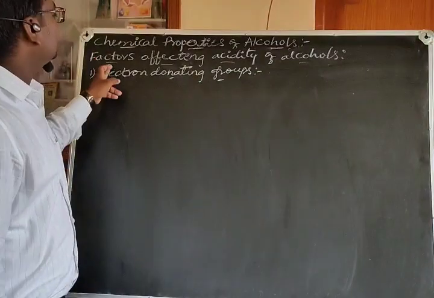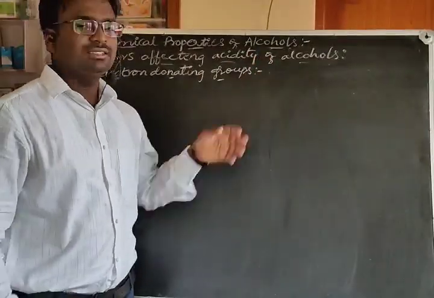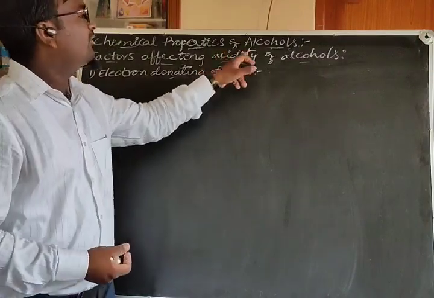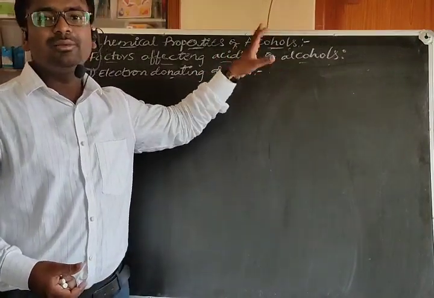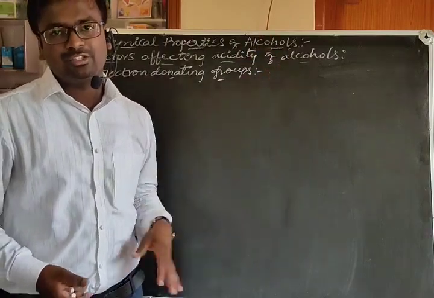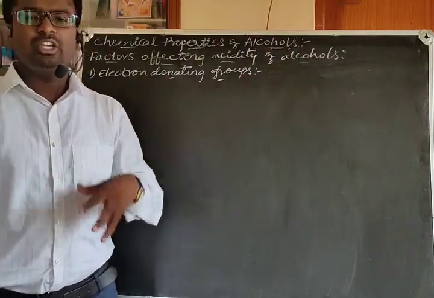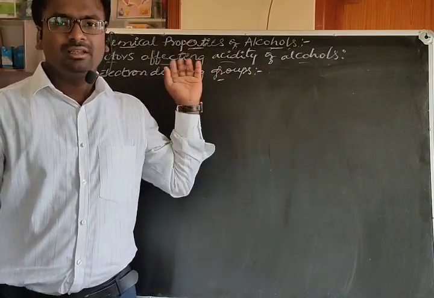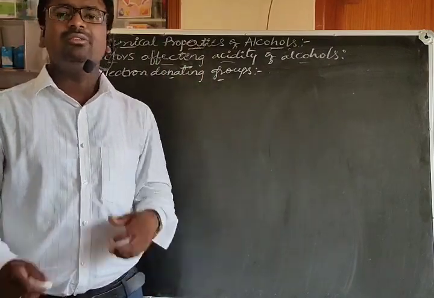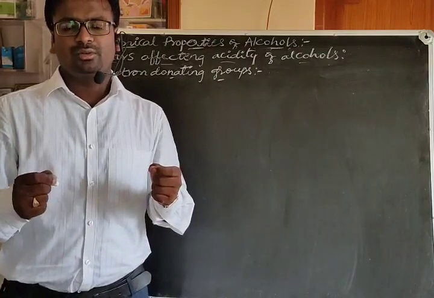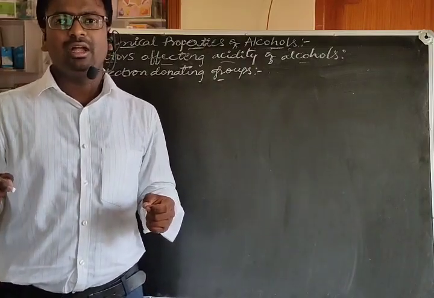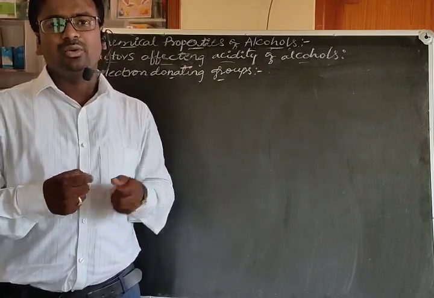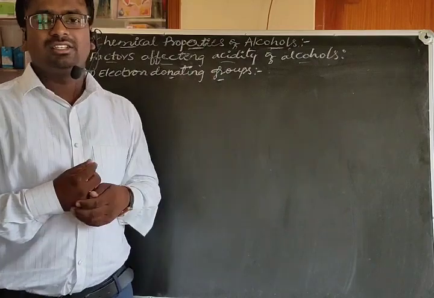Now we shall discuss the factors affecting acidity of alcohols, and keep in mind that the acidity of alcohol is majorly because of polarity of the OH bond. If any group affects the polarity of the OH bond, definitely it affects the acidity of the alcohol. Here we shall consider two groups: one is the electron donating group and another is the electron withdrawing group, and see how these affect the acidity of the alcohol.